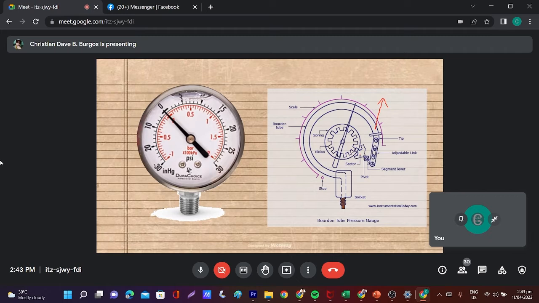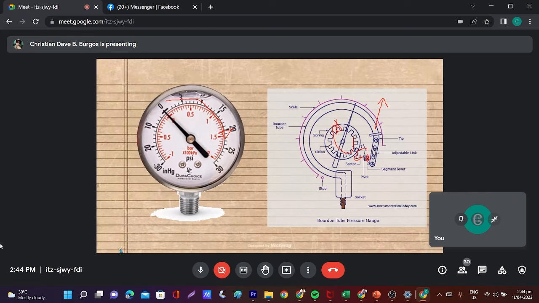Then, dahil pataas to, ito ngayon ay nakapin dito. Yung motion na to is coupled. So, magkakaroon ng motion dito na pababa naman yung magiging rotation nitong sector, pa-counterclockwise, if gauge ang pinag-uusapan. Ngayon, itong pinion magro-rotate ng clockwise. So, na-validate natin na kapag nagme-measure tayo ng positive pressure, itong pointer ay clockwise ang rotation.